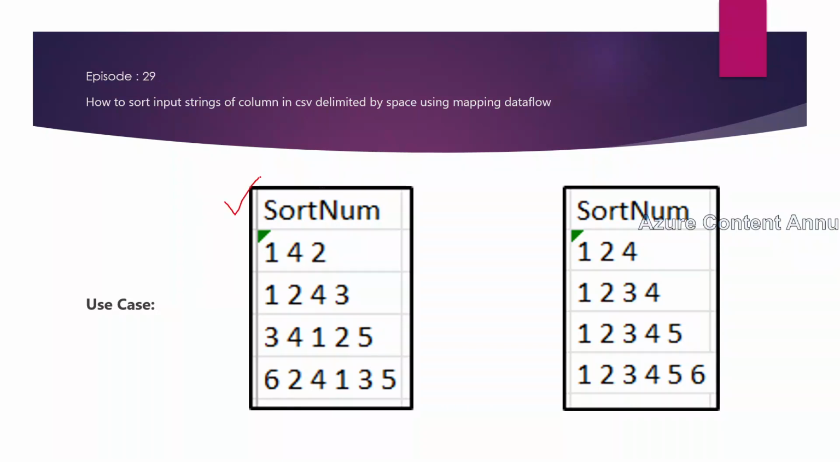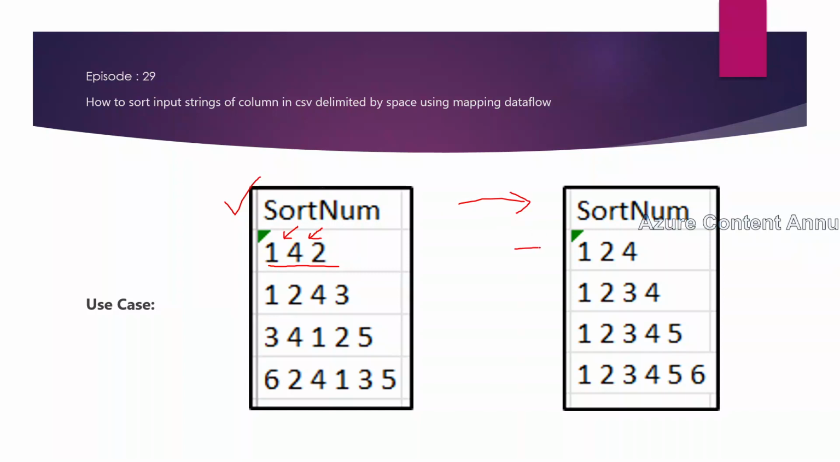The first image is the input data where we have a column named sort num. In this column, we have a few records which have random data, and the numbers in each of the rows are separated by a space, white space. Okay, you can see each of these numbers are delimited by white space. So in the output, what we want is to convert it into sorted data.